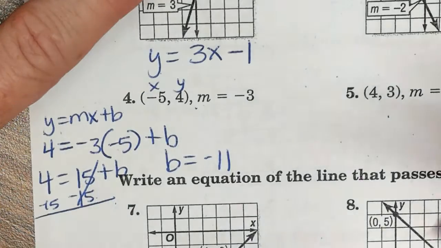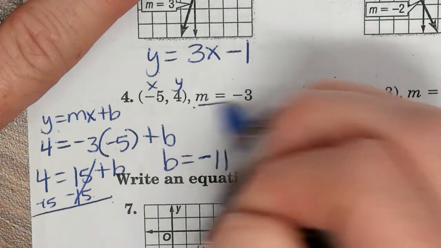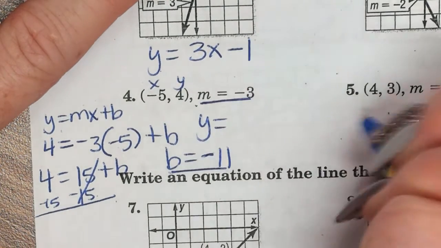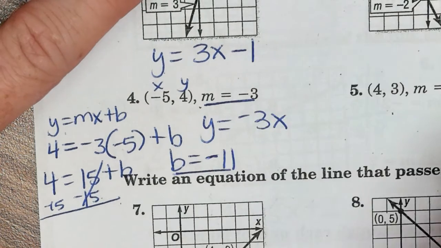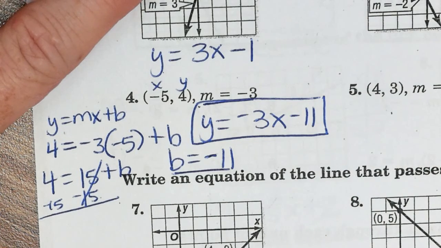All right, let's write an equation. Do I have the 2 pieces of information I need? I need an m and a what? All right, y equals? Thank you, -3x. Good. Make sure you box that in so I know that's your answer.